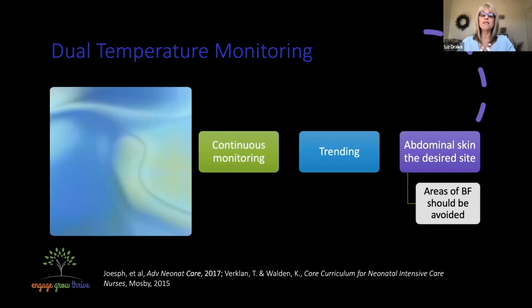So this is a key reason for the importance of consistent dual temperature monitoring with skin monitoring and axillary temperatures to get that full picture.